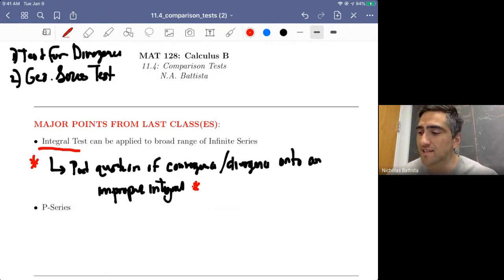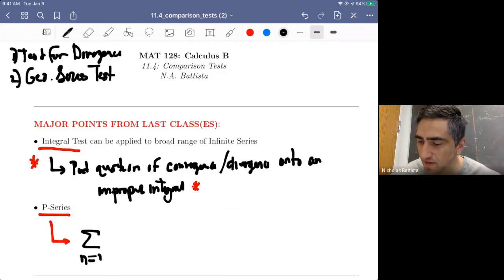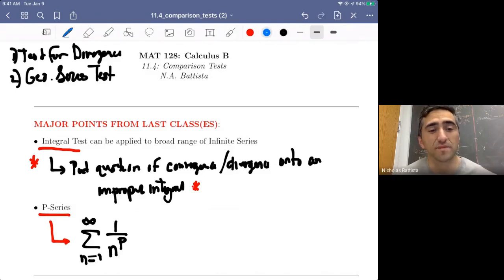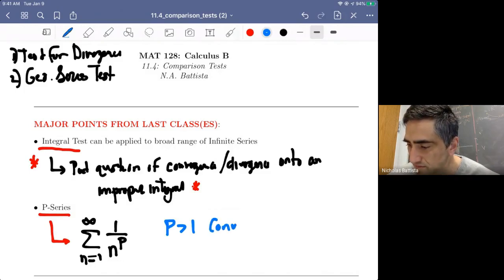In fact, we used that test to figure out what happens for this so-called P series. Let's just quickly remind ourselves that this P series is an infinite series from n equals 1 to infinity of 1 over n to some power p. And what we found out about the P series for this very particular type of series form was that if P is greater than 1, the series converges. On the other hand, if P is less than or equal to 1, the series diverges.